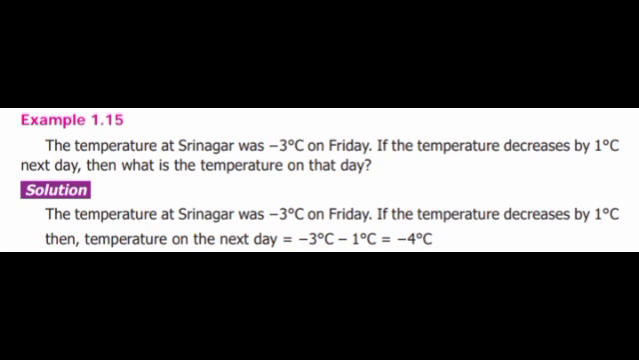Already we know when we add two negative numbers, add the numbers and put the negative sign. Okay. So here 3 plus 1 is 4. Both the numbers are negative. So the answer is minus 4 degree Celsius. So what is the temperature on that day? Minus 4 degree Celsius.